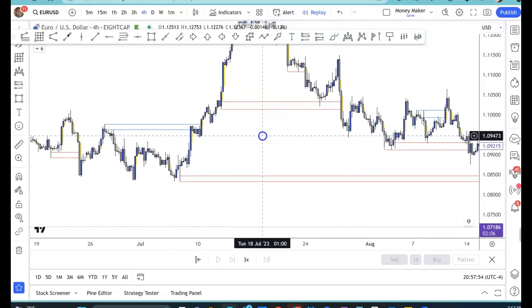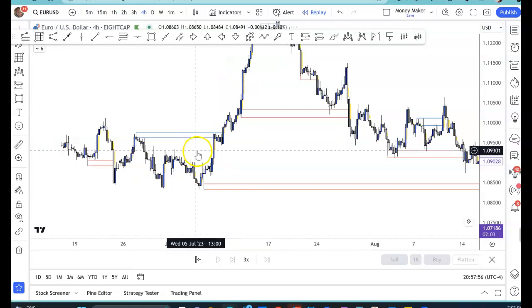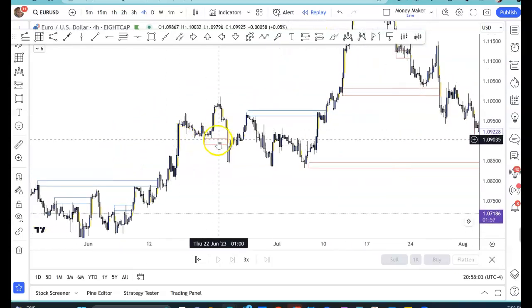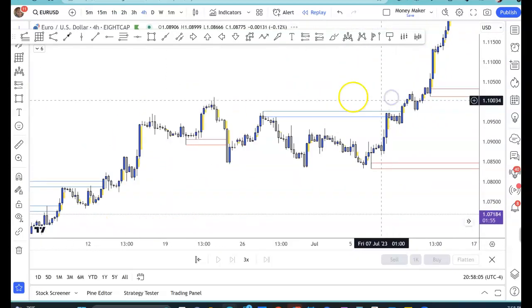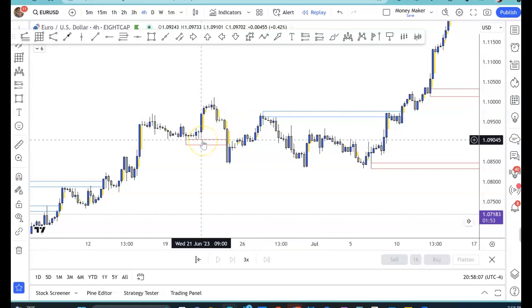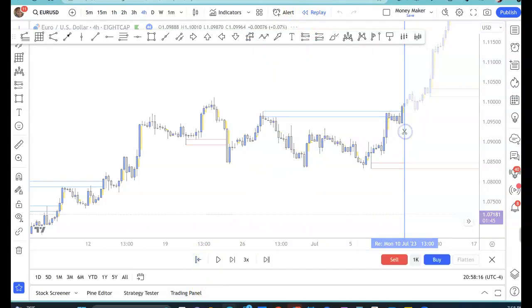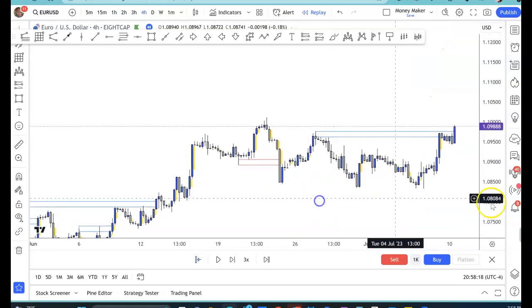So let's go backwards and see if I can find a setup for everybody. Okay, here's one right here. This is your red box. This box does not activate, so let me go ahead and put this in replay mode.